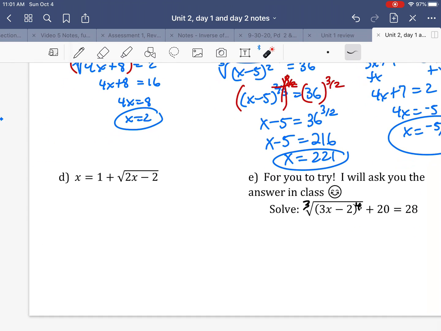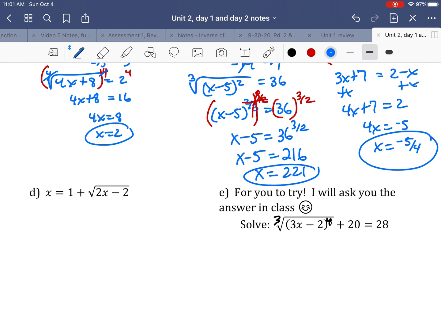All right, so last problem here. All right, so you're going to do letter E later and give me the answer in class. So in this last problem, notice this 1 is over here on the right. If I move that 1 over on the left side, it turns into x minus 1. That way I get my square root alone. And that way I can square both sides really easy now.